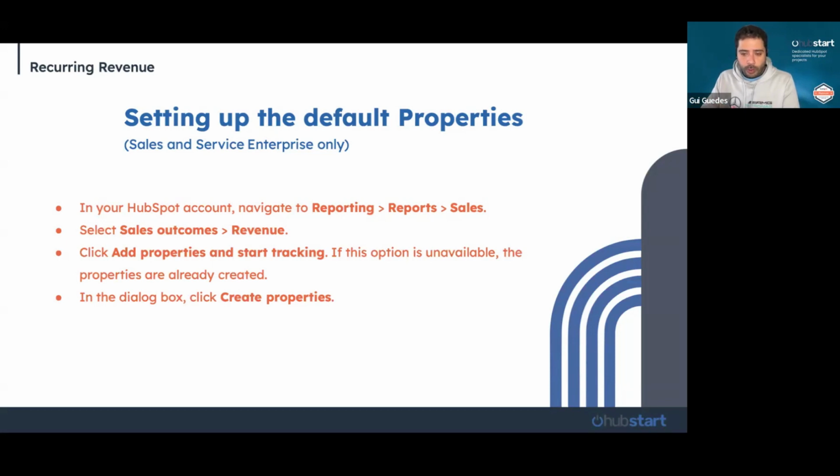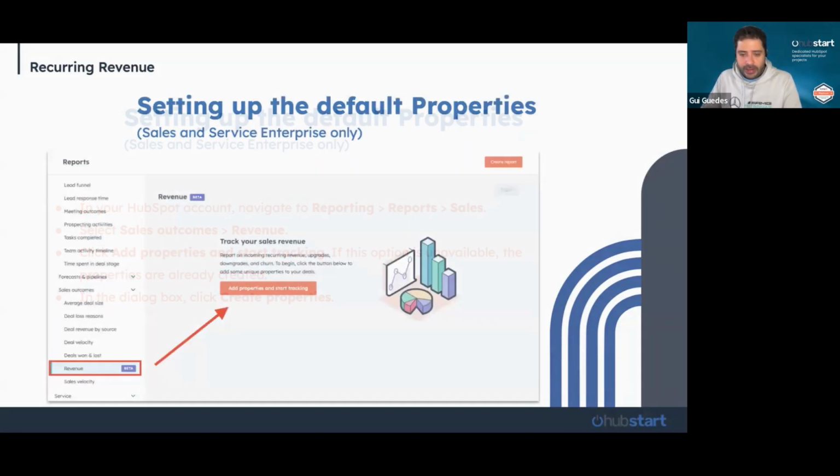So you have to go to reporting, then reports and sales. And a lot of people didn't see this before, but you will see this new one, which is called sales outcomes. This is a category that still has a lot of features in beta from HubSpot, but they will appear if you have an enterprise account. So you can just select sales outcome and revenue. Okay, I'm going to show you now how it looks inside of your account. When you enter the reports, you will see this one here, the revenue under sales outcomes.